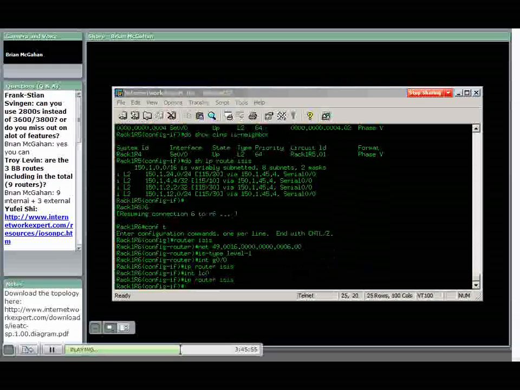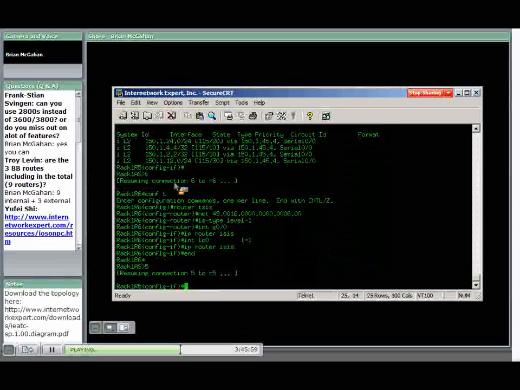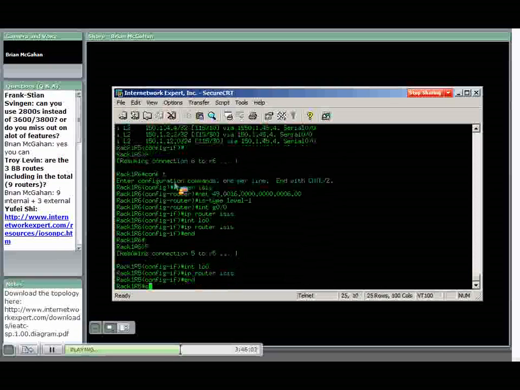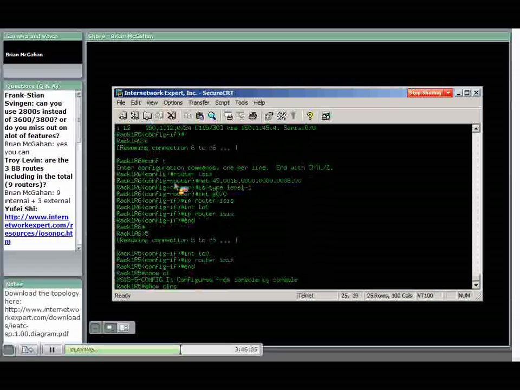Okay, so we'll enable ISIS. We'll say globally under the process, this is going to be level 1 only. Okay, then under our Ethernet, we'll say IP router ISIS, and on our loopback as well.